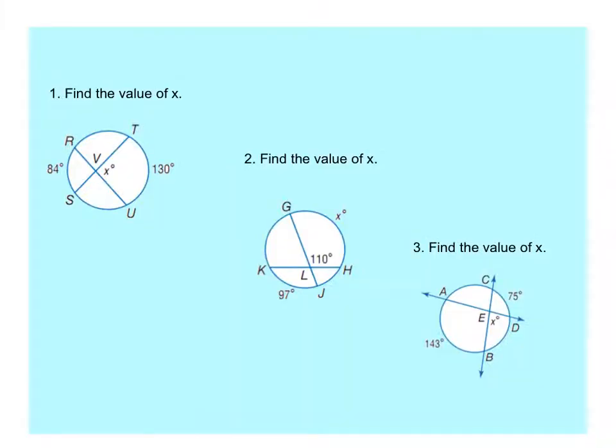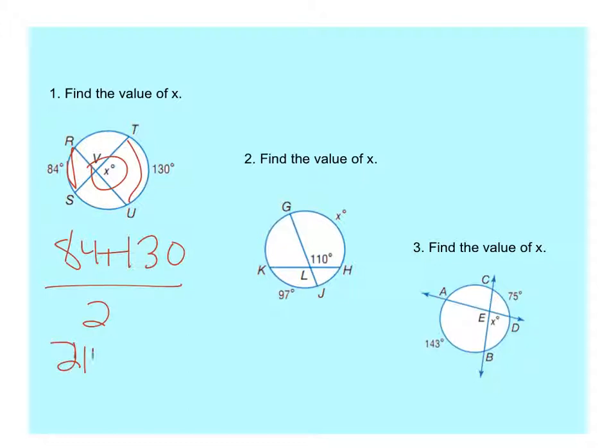So let's put this into practice. Figure out the value of x. Well, I know this arc is 84, this arc is 130. So take 84 plus 130, that's an 8, not a 5, and divide it by 2. So that is 214 divided by 2. So the measure of that is going to be 107.